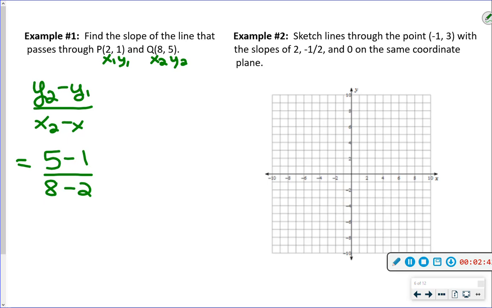So 5 minus 1, I've got 4, 8 minus 2. And last but not least, let's reduce it. They're both even, so I'm going to cut them by 2. I have a good feeling we all know how to calculate slope.